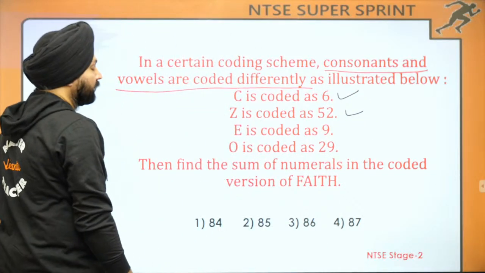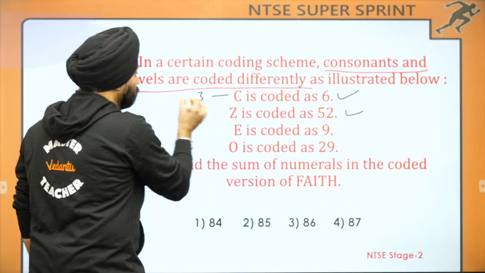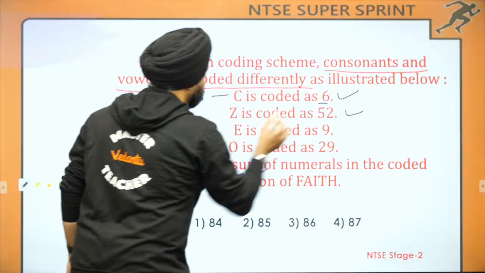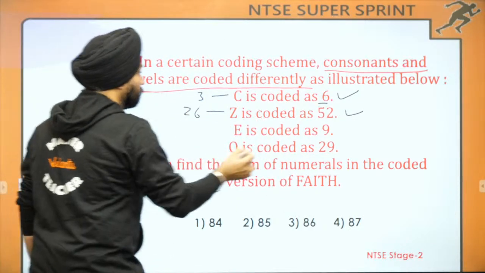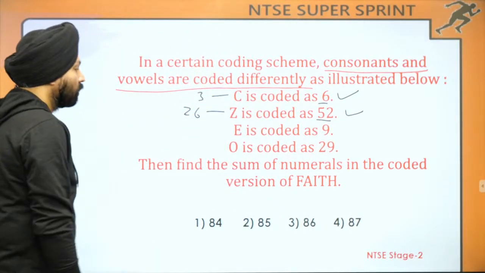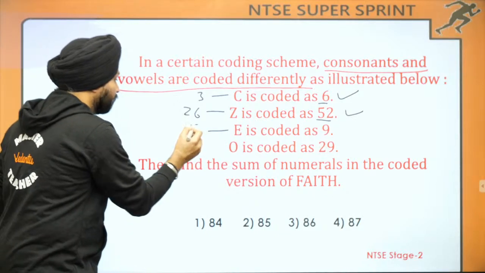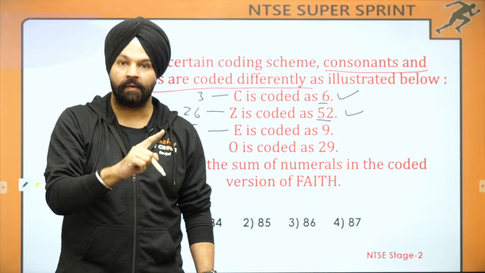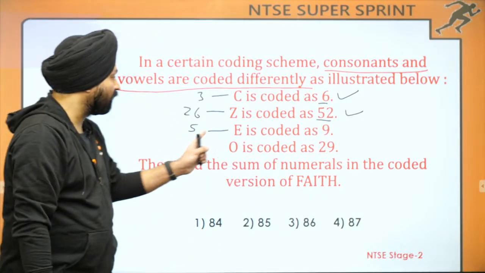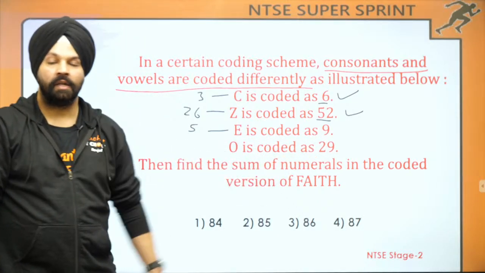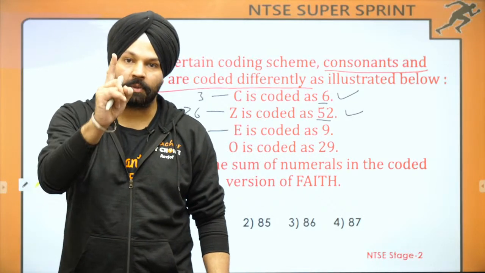Now my hint is over here. C, we know that the code for C is 3, but he is saying 6. We know that the code for Z is 26, but he is saying 52. Double. We know that the code for E is 5, and E is a vowel. That means the double of 5 is 10, but he is saying 9. That means in case of vowels, he is subtracting 1.